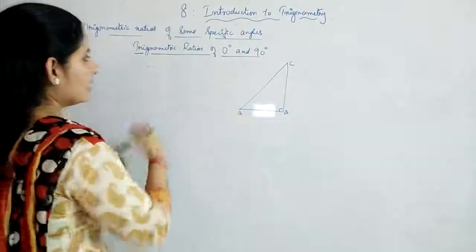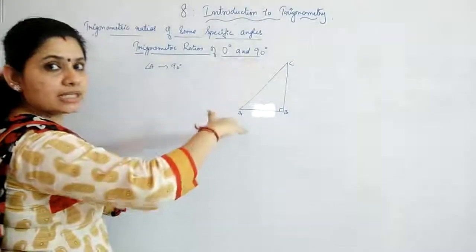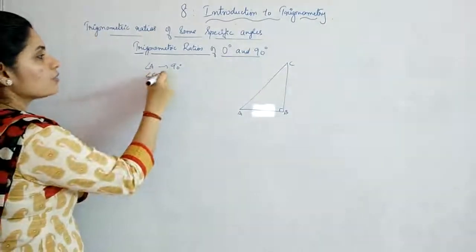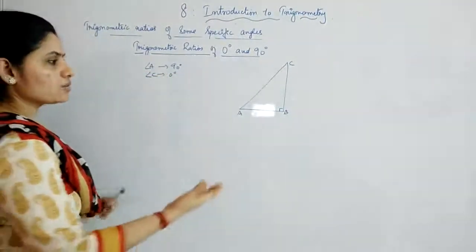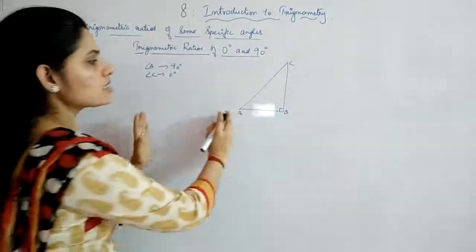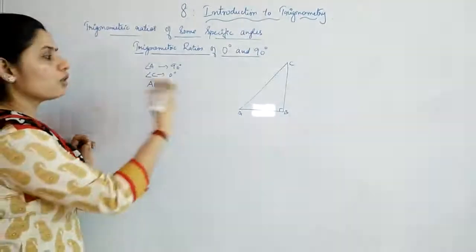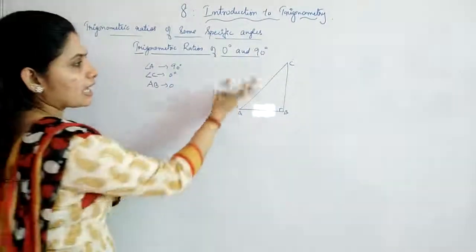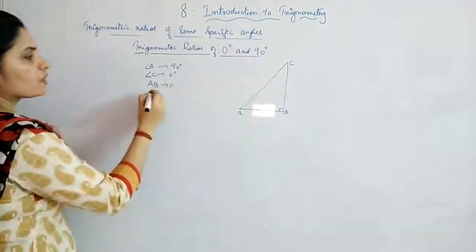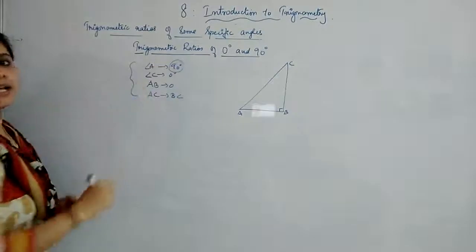Now when angle A approaches 90 degree, as A increases, the angle C will be decreasing. So as A approaches 90 degree, the angle C will approach 0 degree. And what happens next is AB is approaching 0. AB is just vanishing, it is reducing its length, so AB becomes very close to 0. And this side AC is going like this, so that it approaches BC. So these are the conditions when we have the 90 degree concept.